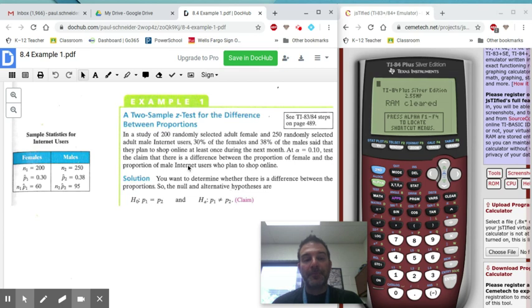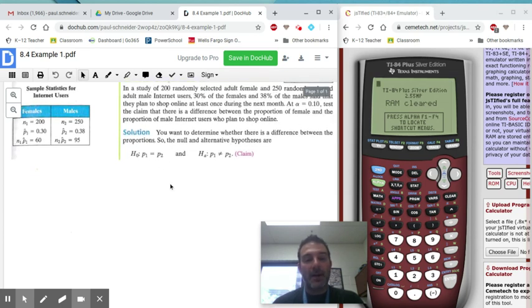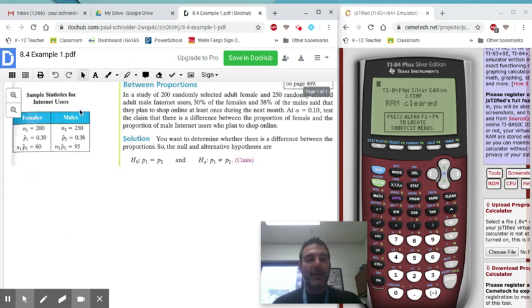Okay, so what we do is we start out with, and it already gives us, because I didn't cut it off all the way, it gives us our stats in a nice little chart over here. It gives us the sample size for females and males. It gives us the proportion of online shoppers. And then it gives us what, if you remember, we do when we're talking about proportions, that is the X value. That's your n times your 0.3. So 200 times 0.3 is going to give us 60.